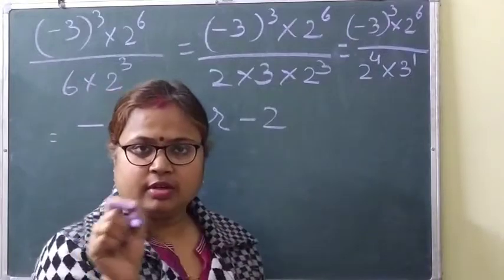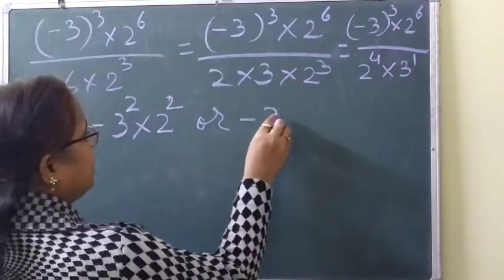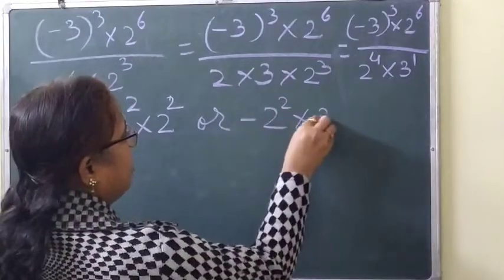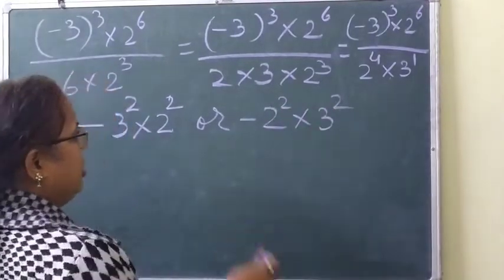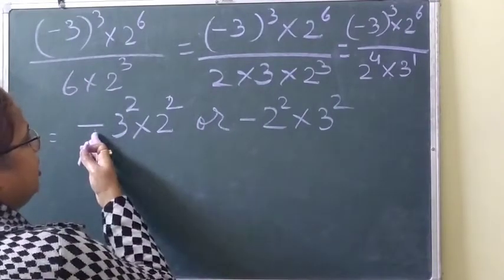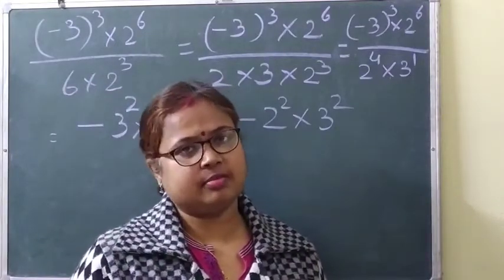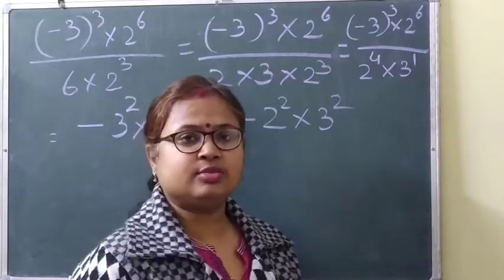Clear? When we draw a number line and go counting, 2 comes first. So we can write 2 to the power 2 and 3 to the power 2. Whether you write the minus sign here or here, it doesn't matter, because minus into plus is always minus. Okay. Now let's do the next question.